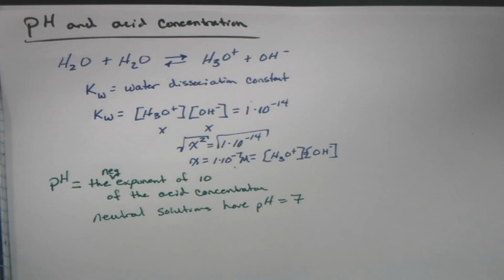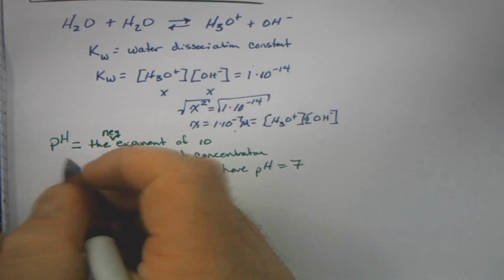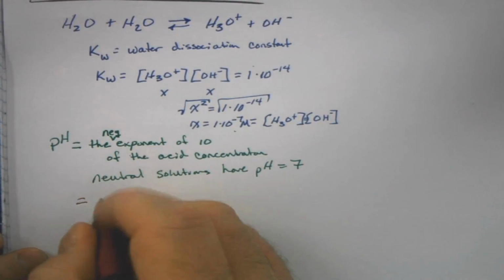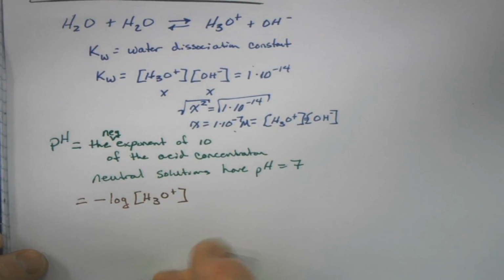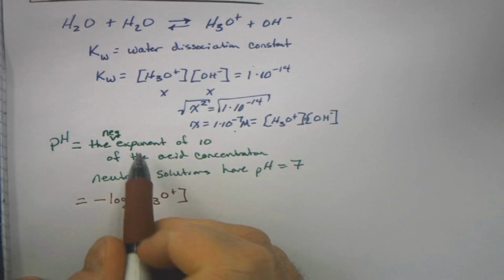But there's actually a formula for this, and there's a math formula for you people that are more comfortable using the math formulas. pH is equal to the negative log of the hydronium concentration. This log function is this.